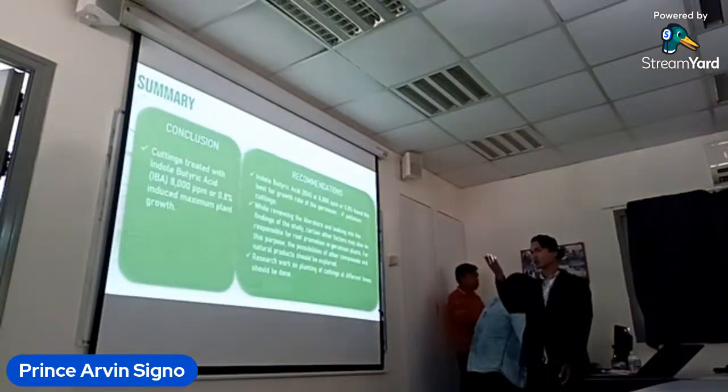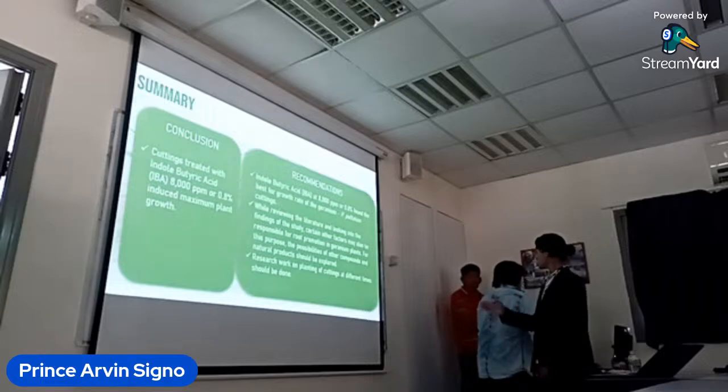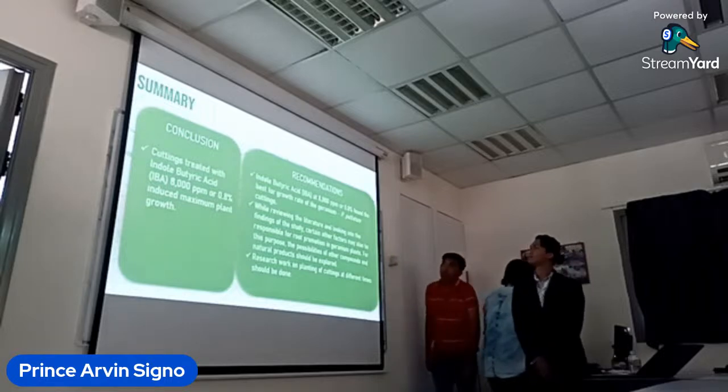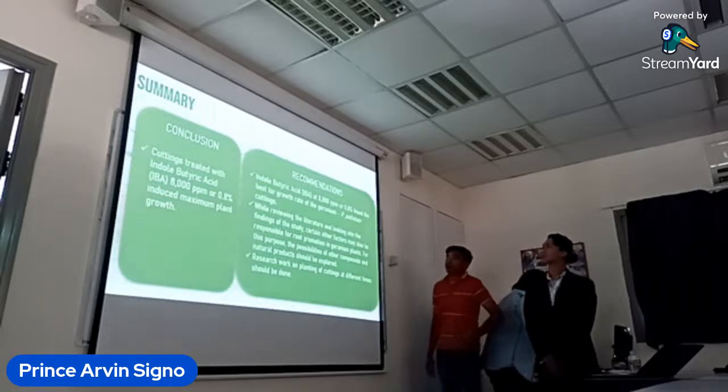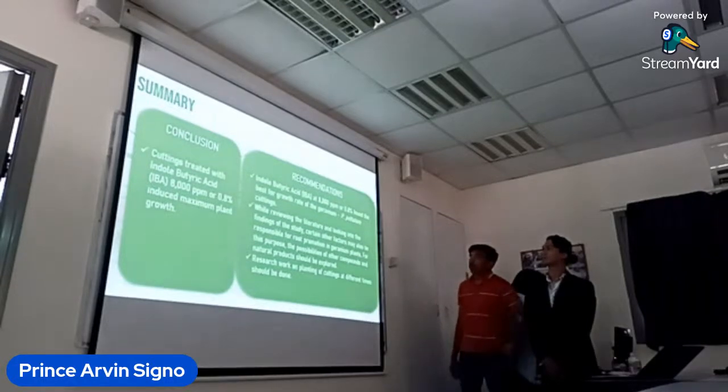And for the conclusion, cuttings treated with indole butyric acid IBA at 8000 ppm or 0.8% produced maximum plant growth. For that recommendation, indole butyric acid IBA at 8000 ppm or 0.8% was found the best for the growth rate of the geranium.